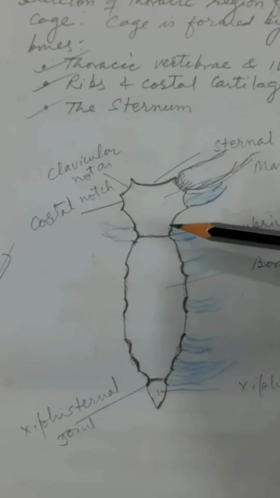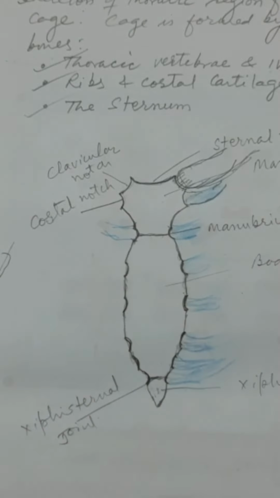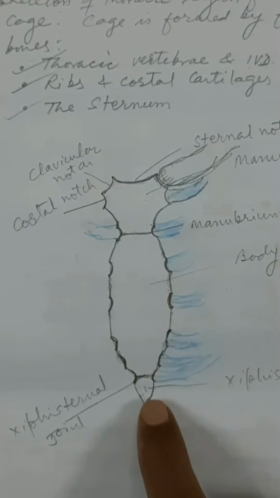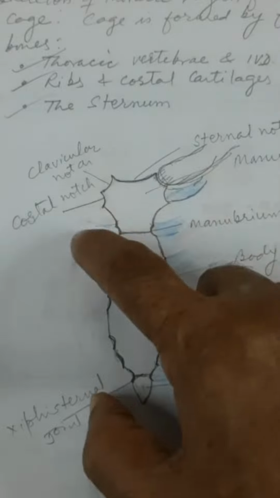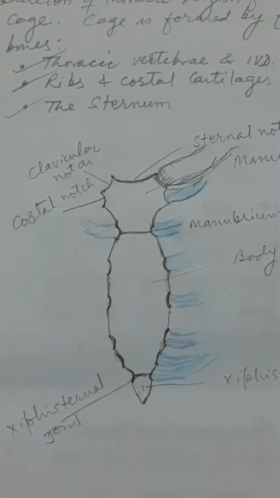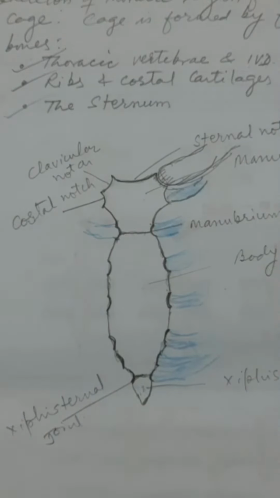So these are the 3 parts of the sternum: the manubrium, the body of the sternum, and the xiphoid process. It is only supported by the medial end of the clavicle and by the 7 costal cartilages. Otherwise, it is a free bone, only supported by the clavicle and the costal cartilages.